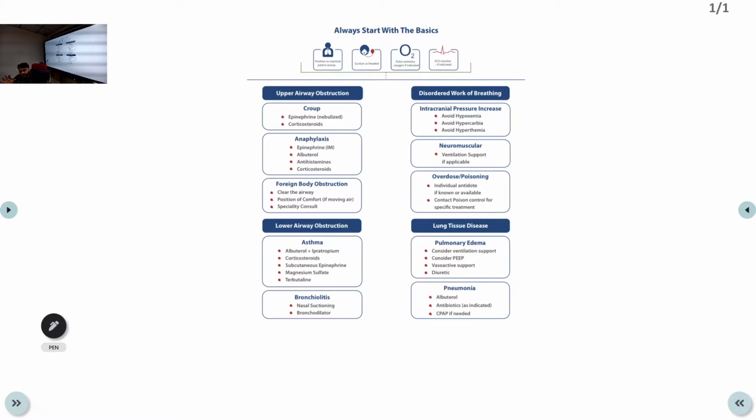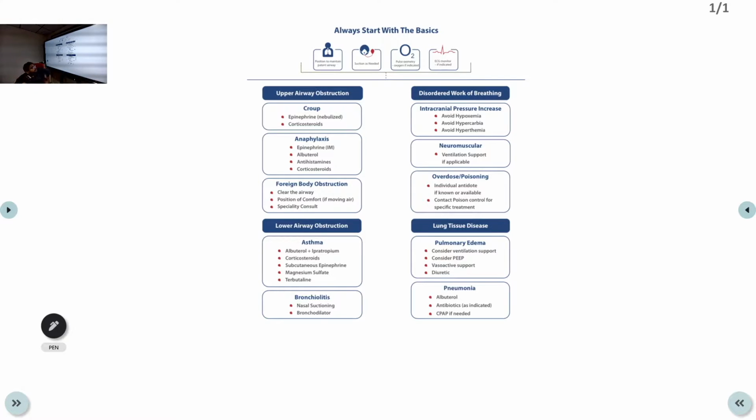I'm not going to tell a detailed treatment, but how you recognize that it is primarily an upper respiratory issue, or a lower respiratory issue, or a lung parenchymal issue, or whether it is related to breathing, due to a disordered breathing pattern. So we are going to discuss that in the next 15 to 20 minutes.